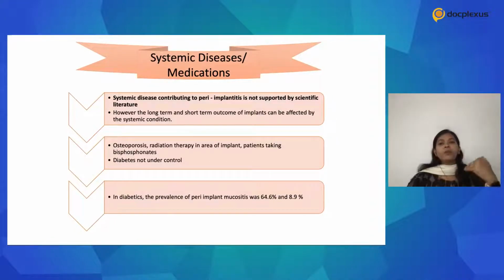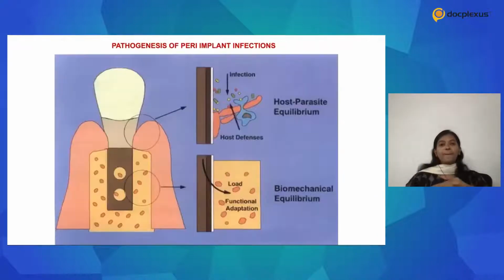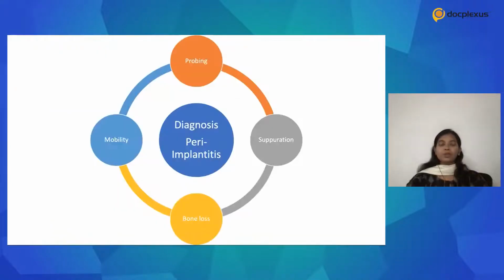In our own team, we have taken up a long-term study where we are involving moderately controlled diabetic patients, and we are seeing that certain types of implants do give us a very good outcome when the patient has moderately controlled diabetes. So this part I have already spoken about. When this equilibrium is lost, it leads to pathogenesis.